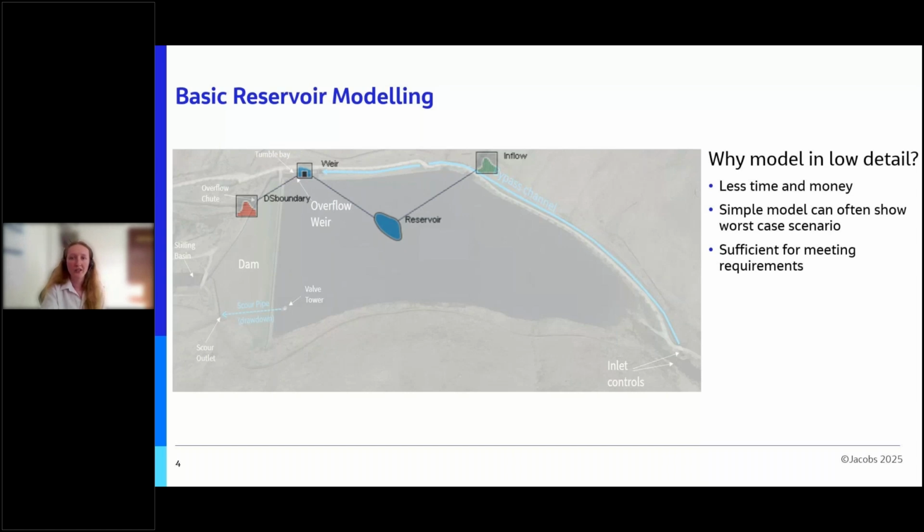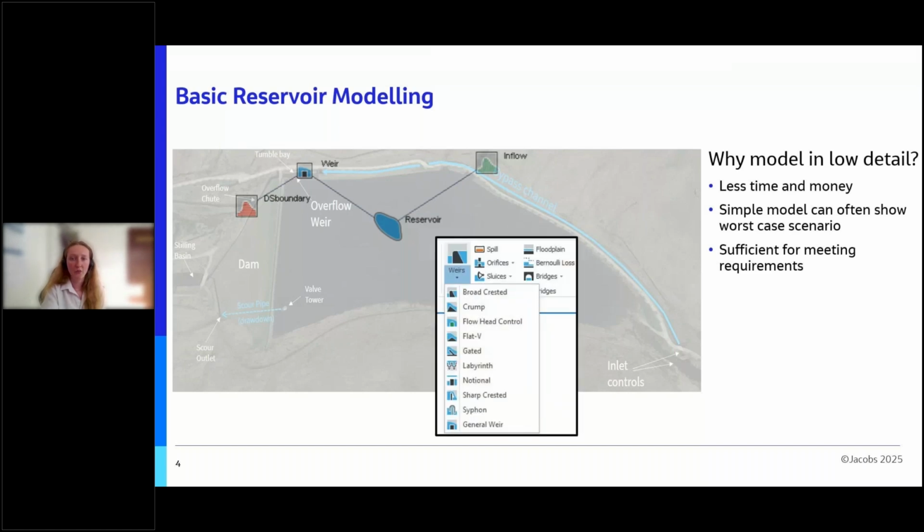The overflow is arguably the most important part of the model, and Flood Modeler gives you the option to choose from 9 different weir units, as well as a flow head control unit, where you can manually input your own rating, which may come from a physical model, for example. When would you deviate from using a weir unit?